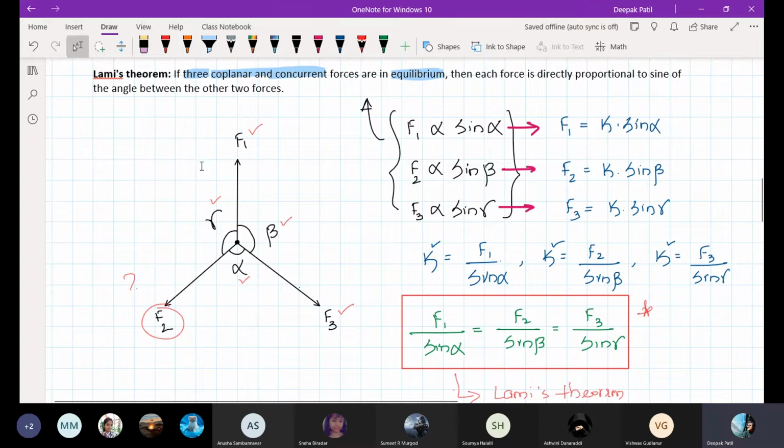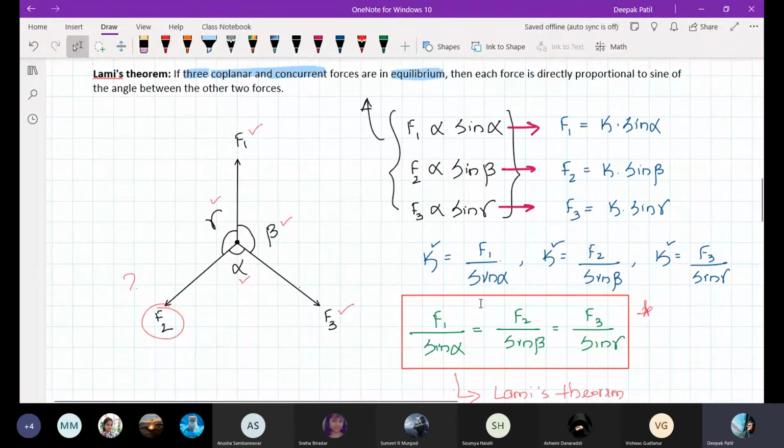You can see here that the forces F1, F2 and F3 are all coplanar, concurrent and in equilibrium. Let alpha, beta and gamma be the angles between them. Using Lami's theorem, F1 divided by the sine of the angle between the other two, which are F2 and F3, so F1 divided by sine alpha is equal to F2 divided by sine beta is equal to F3 divided by sine gamma. This you can prove using the Lami's theorem statement.